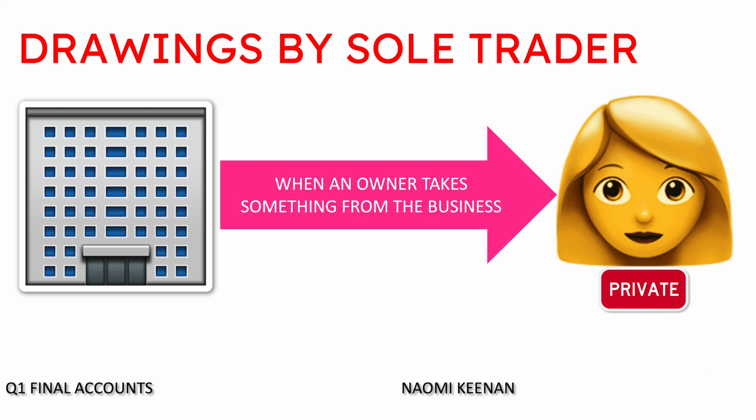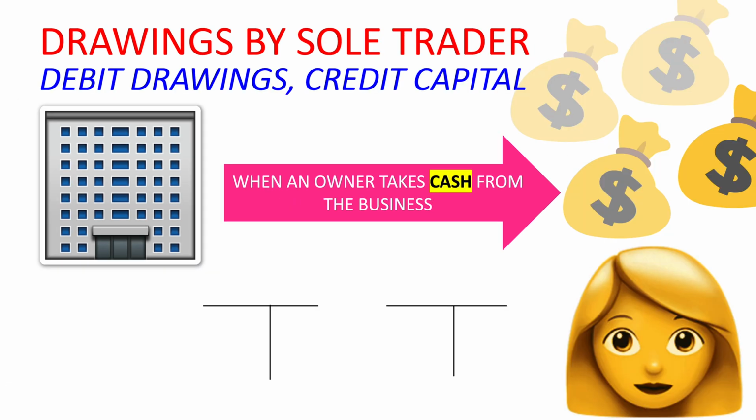Right, so we're going to look at this adjustment now, which is drawings, and it only ever appears in a sole trader final account because it's only a sole trader that can have drawings. It won't happen in company accounts. In company accounts, you'll pay dividends to the shareholders.